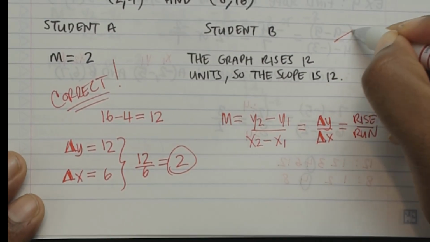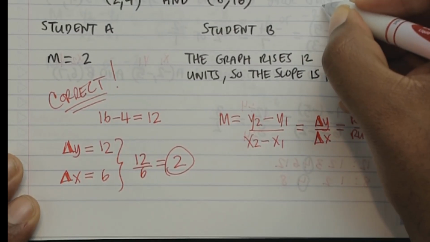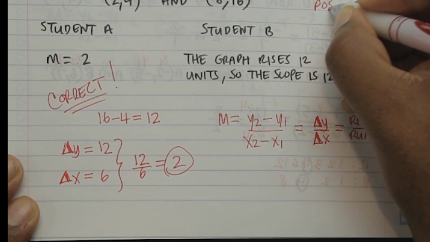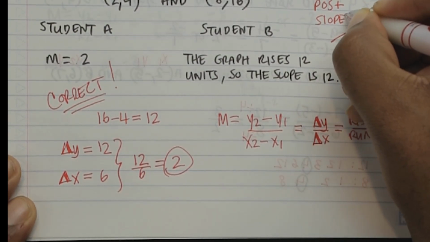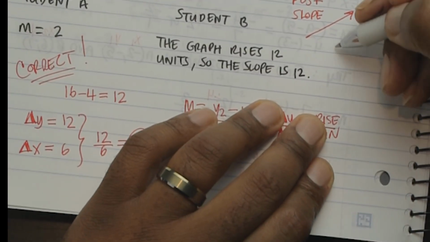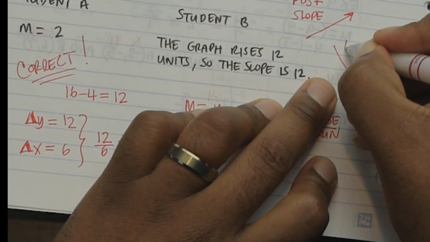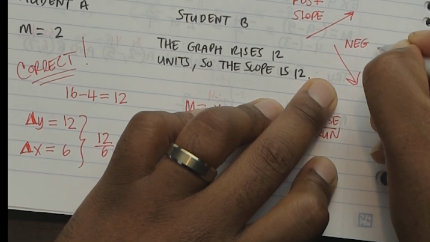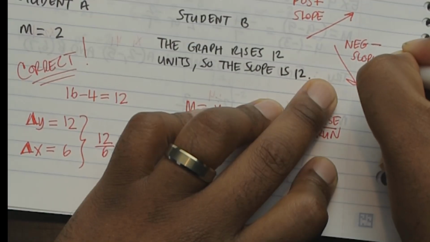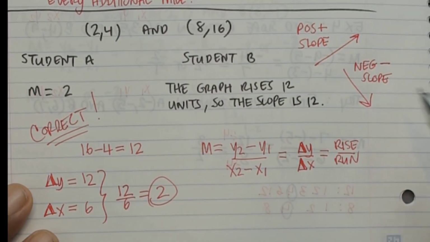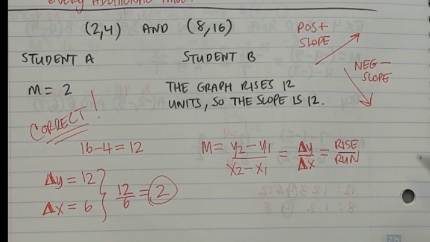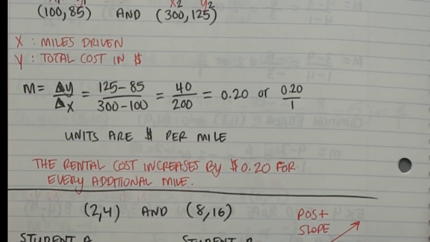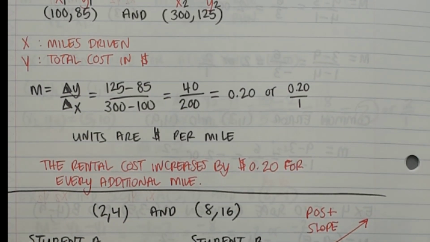Okay, so positive slope and negative slope. Positive slope rises, negative slope falls. Fourthly, in applied problems, like the one that we just looked at, always interpret the slope using the correct units.